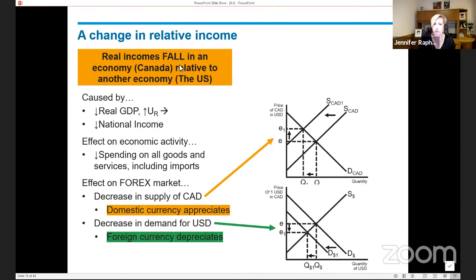If real incomes fall, the domestic currency appreciates, right? This sounds like a bad thing. This sounds like a good thing. So those two things wouldn't be happening together. But if you work through the steps, you can see how a fall in real income will cause the domestic currency to appreciate. And there are winners and losers, right? When domestic currency appreciates, that creates winners and losers in an economy.